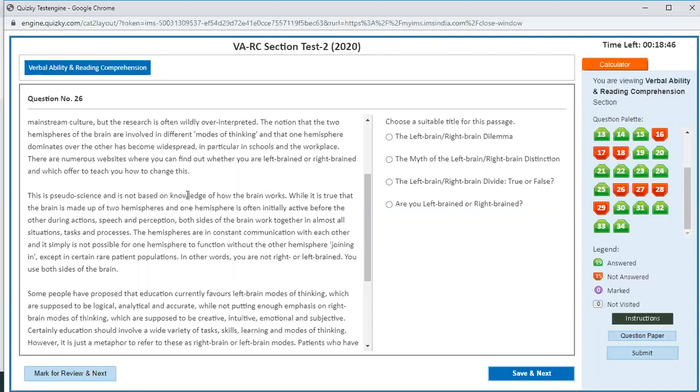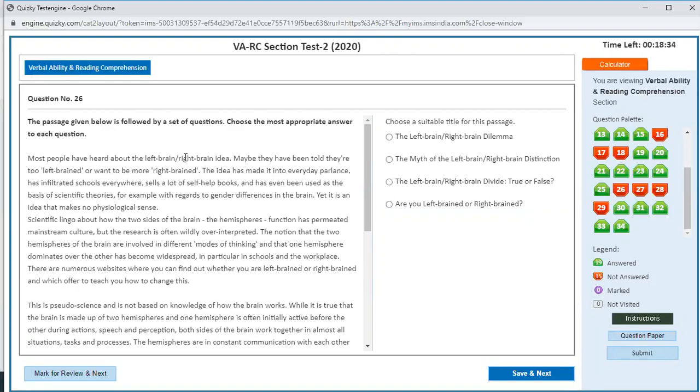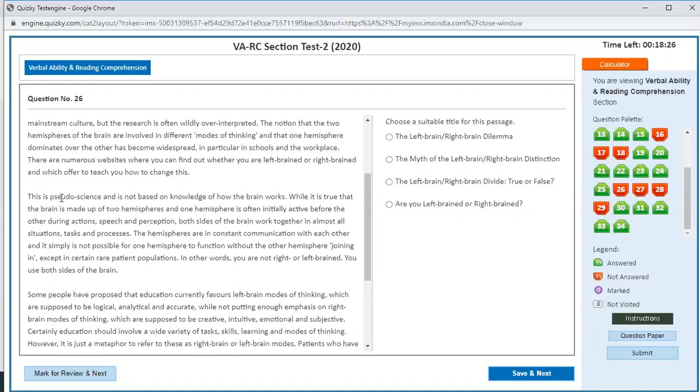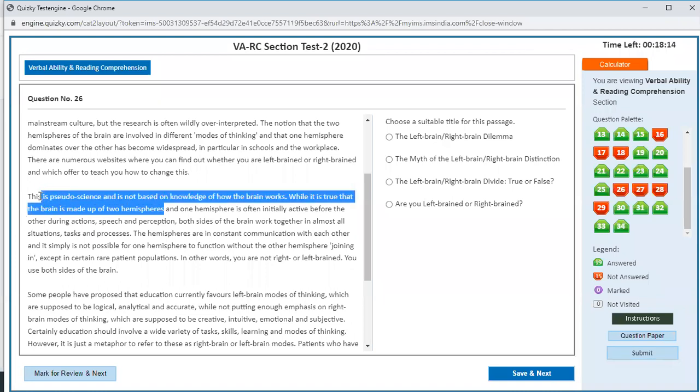This is pseudoscience and it is not based on knowledge of how the brain works. Here we go. So I would say my assumption was correct. While it is true that the brain is made of 2 hemispheres, so the author has presented the idea that the world believes in left brain, right brain. In science, maybe there is a thing of hemispheres, left hemisphere, right hemisphere in the brain, but now the author is going to put his or her idea about what this is about. Let's see. But it's true that the brain is made of 2 hemispheres. Okay, so the author is not denying that, 2 hemispheres. He won't challenge it scientifically. I'm assuming he is probably going to challenge this idea more psychologically.